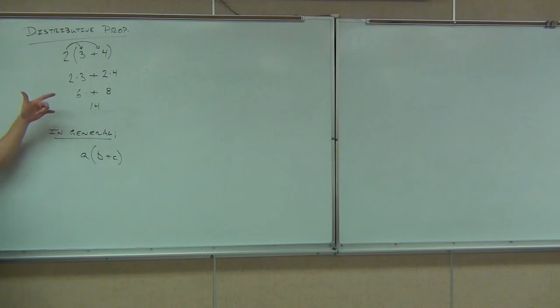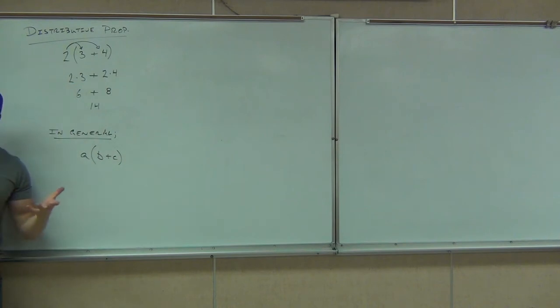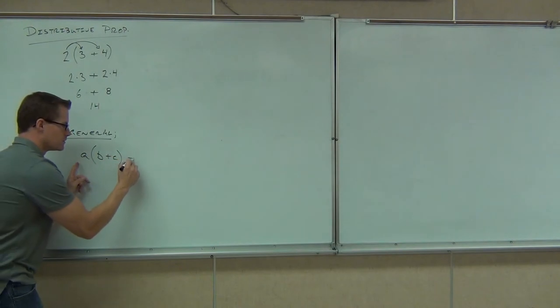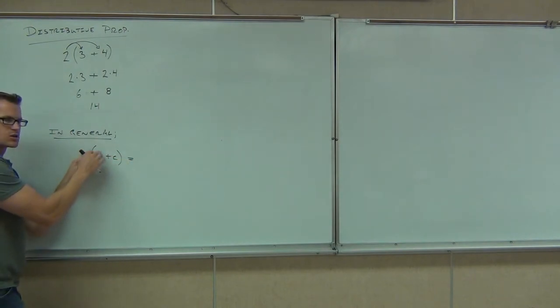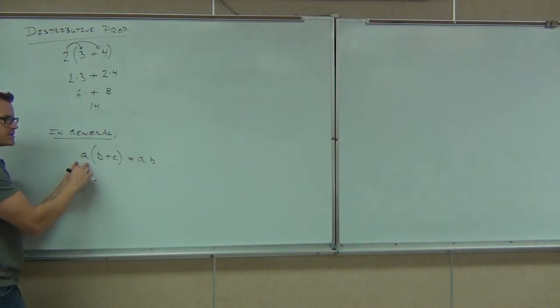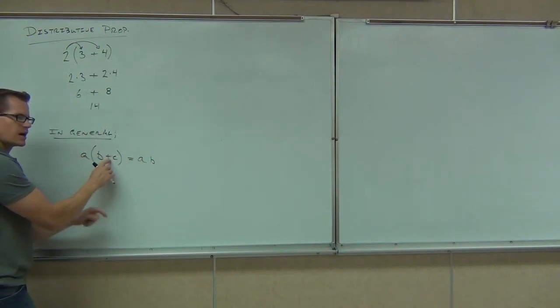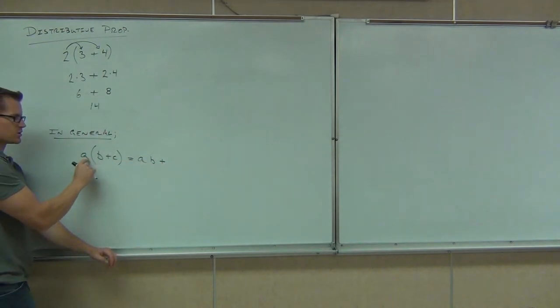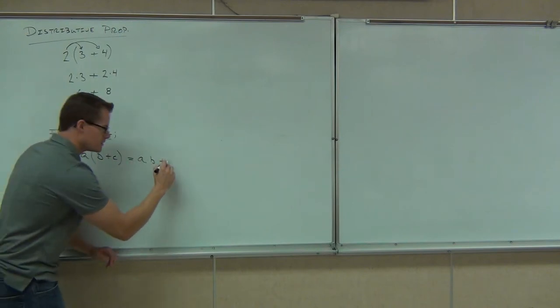If you look up here, we took the 2 times the 3, and we also took the 2 times the 4. In general, that's the way you do distribution. You take whatever value is out here. In our case, it's a. We take a times our b, our first term, then we take a times our c. The sign in here is typically what you're going to get over here as well. So if we're doing a times b, we're also going to add a times c.